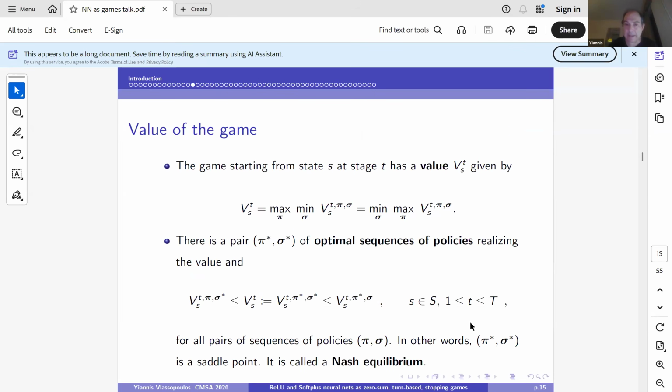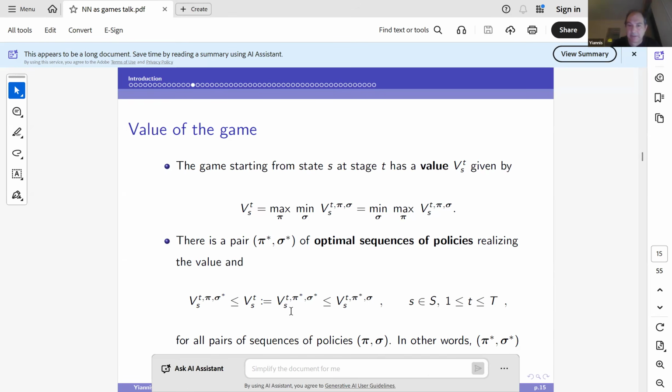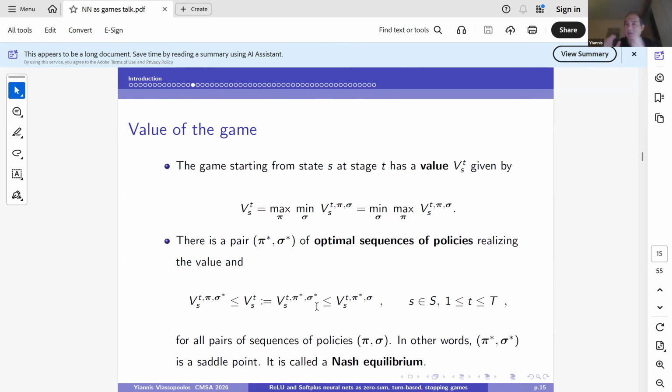So this value of the game is basically what's called a Nash equilibrium, if it's realized by some optimal policies, which we call here pi star and sigma star. The basic idea of this max min is that if you're at V_T of pi star, sigma star, and you change your sigma star, you become bigger.